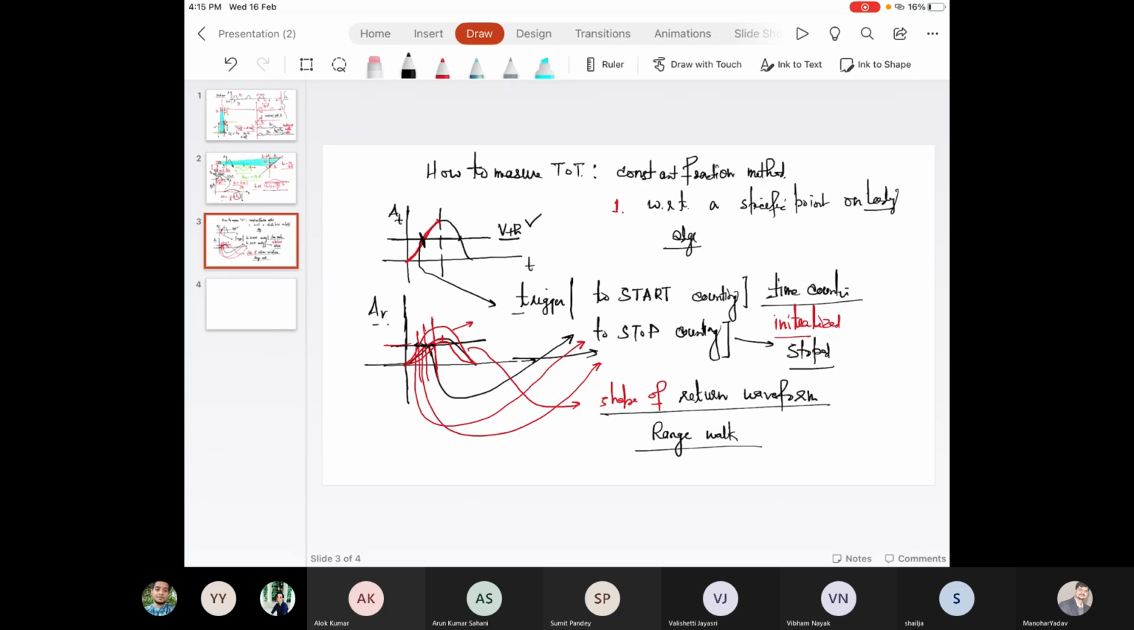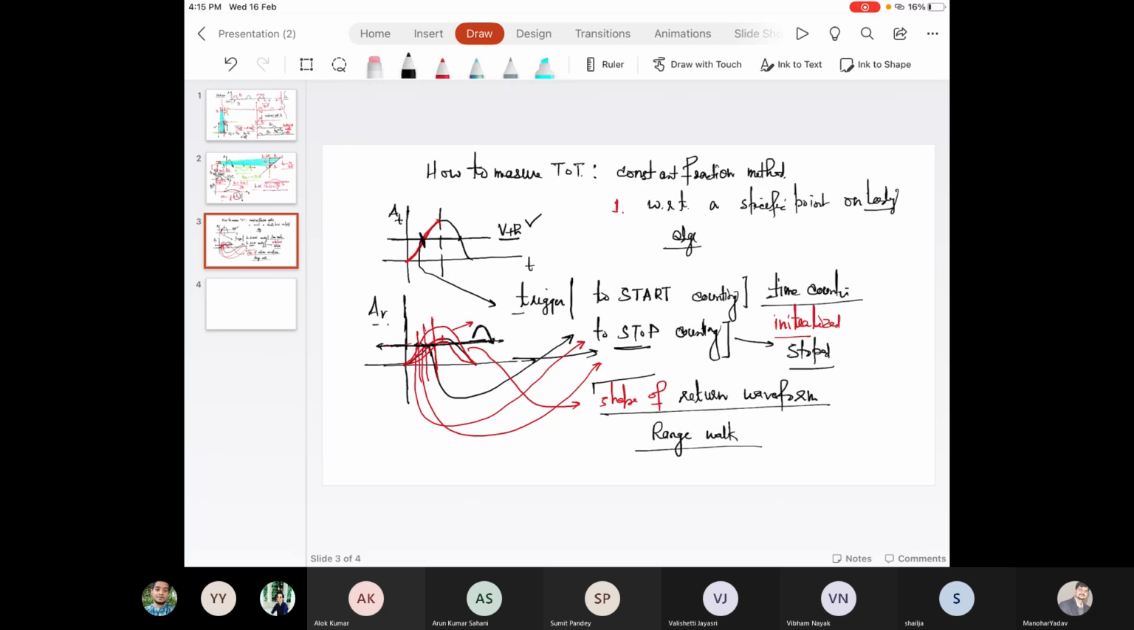Okay, and at the same level on the return, we define a stop. Even this threshold level could be changed in case of the signal received. Okay, but whatever strategy is adopted for generating a stop signal in a constant fraction method, it is fixed. Once we have set a threshold level, it is fixed irrespective of the shape of the return waveform.